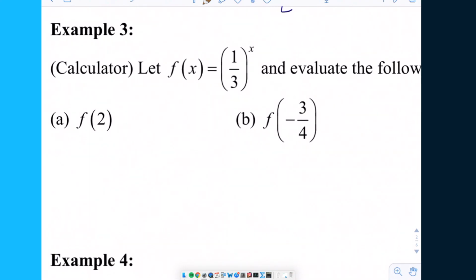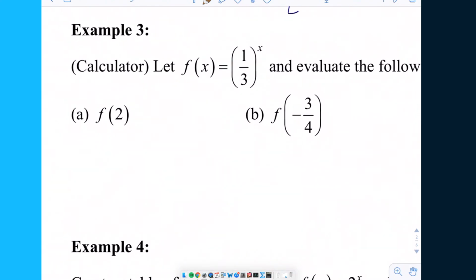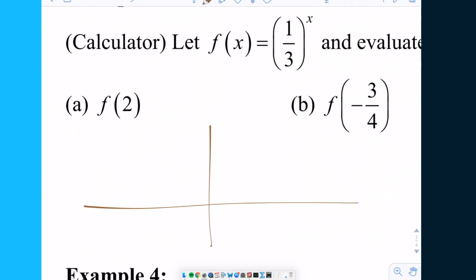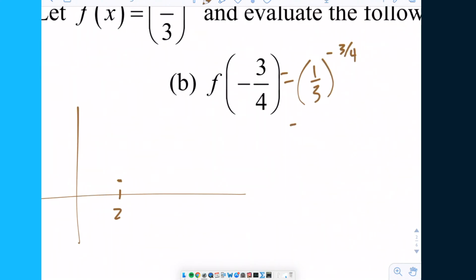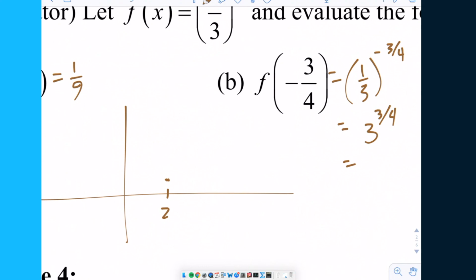All right, let's go ahead and evaluate. It says calculator. I don't think we need to. What is f of 2? Well, it's 1/3 to the second power, which is what? 1/9. Okay, so come out right here to 2. 1/9 is right there. What about f of negative 3/4? That's going to be 1/3 to the negative 3/4 power. If we wanted to evaluate that, we could flip it and say it's 3 to the positive 3/4 power. What's that going to be? Is that going to be a nice number, the fourth root of 27? No, I don't think so.